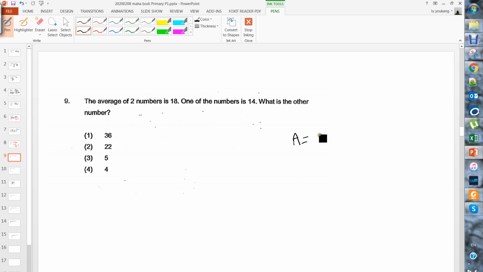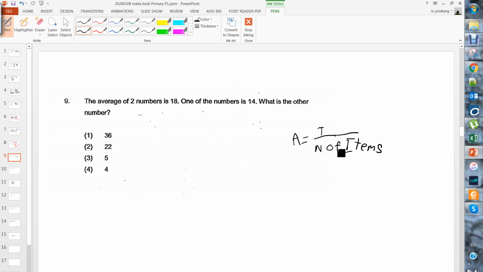A equals to... formula. I want the formula first. Average is equal to N of... good. Items, like spell it out. Very good. So what is the average of two numbers is 18.